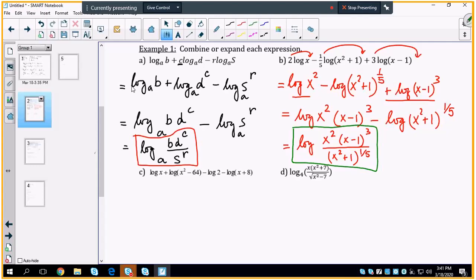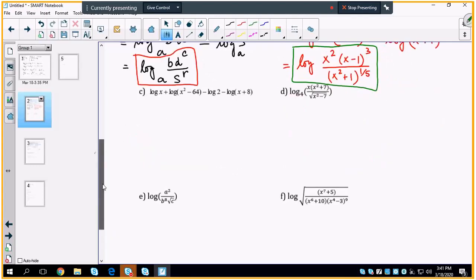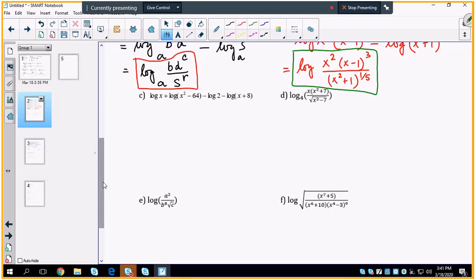The next one, again, I have more than one logarithmic term, and I want to combine them. Because I do not have any constant multipliers other than 1, I will go ahead and say that the first two are positive, so I can combine them using the product rule, and I will say log of the first one times the second one. Now look at the next pair of terms. The next pair are both negative. What if I factor out the minus?